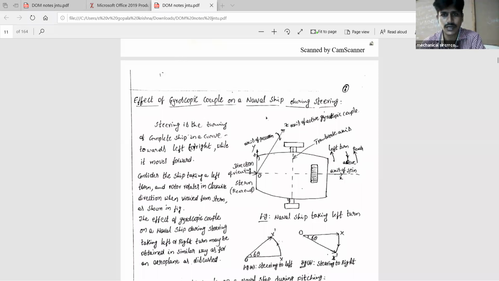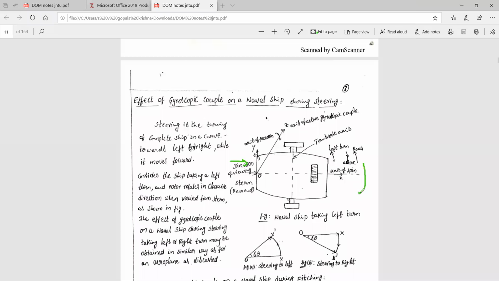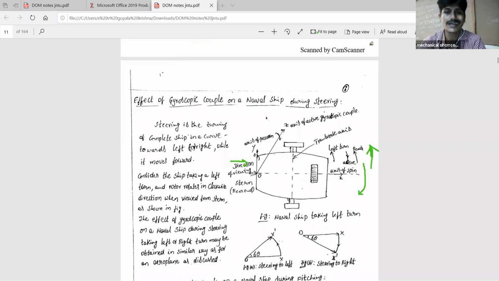First condition: the rotor rotates in the clockwise direction when viewed from the stern, and the ship steers to the left turn. When the ship steers to the left, the effect of the gyroscopic couple is to raise the bow and lower the stern.